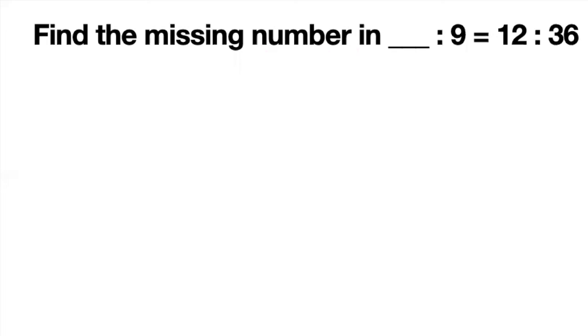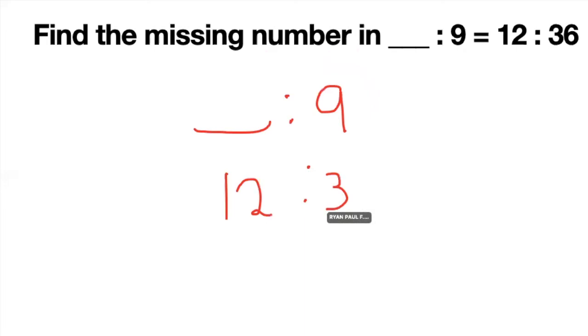Another problem on the missing number: in this equation, blank is to 9 is equivalent to 12 is to 36. Okay? In this example, it's not always that we multiply a number. We can also divide both of the numbers by a common number.